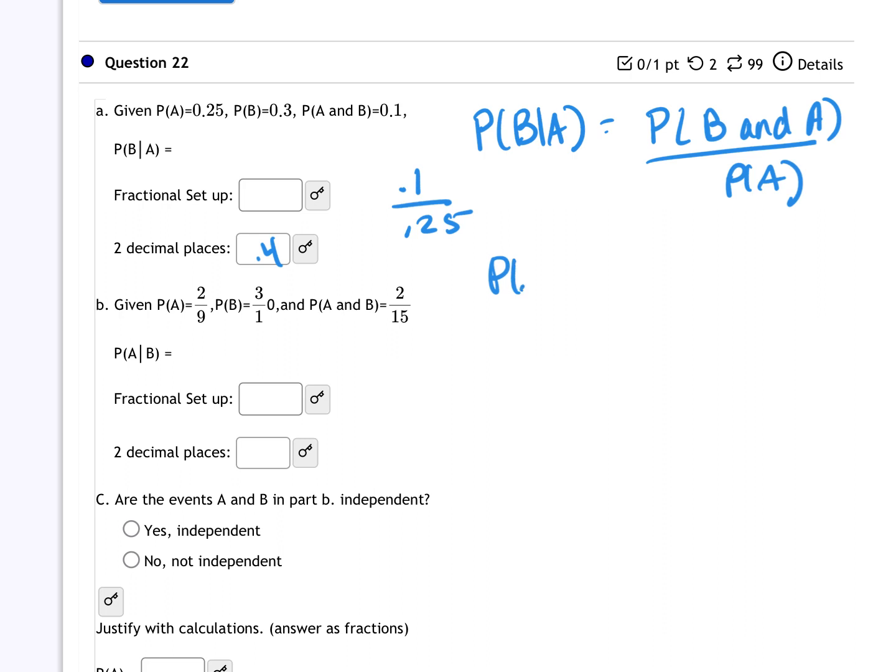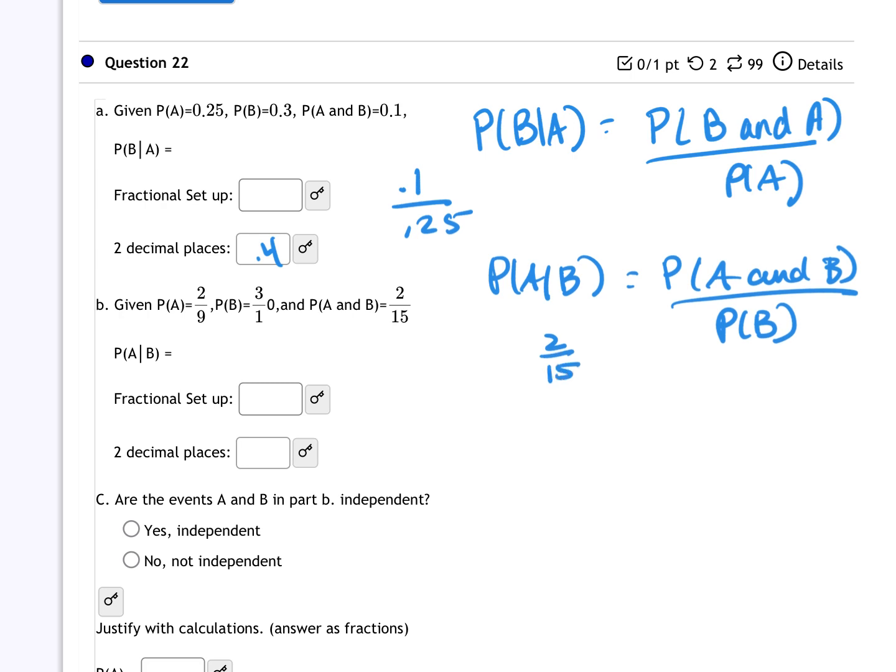All right, probability of A given B. By our formula, that's probability of A and B divided by the probability of B. So that is A and B, 2/15 divided by, and probability of B, oh, this should be 3/10. And notice that one right there. That's 3/10. Right? And then that's your fraction setup. You can reduce that fraction and then to two places.